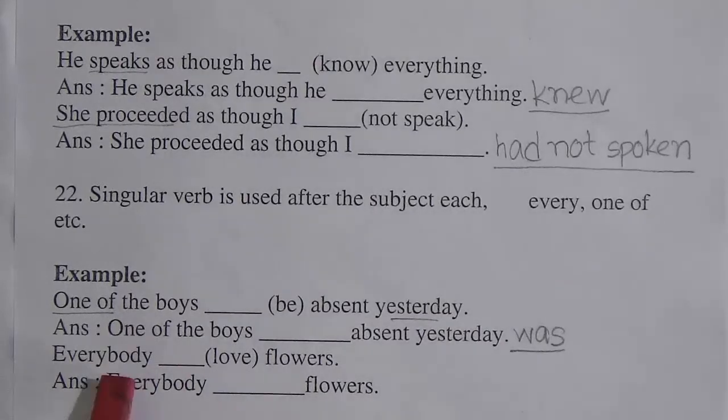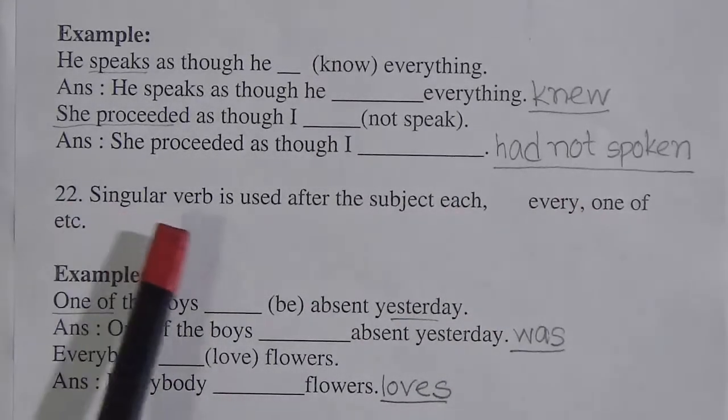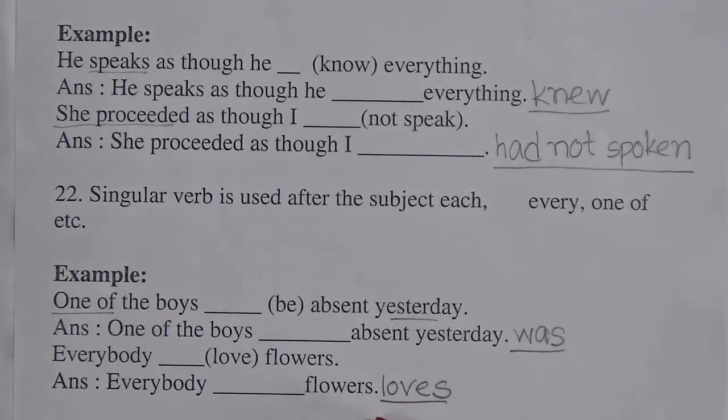Next example: Everybody (love) flowers. Here we know this is a universal truth, so it will be in present tense. As everybody is third person singular number, we have to use loves. Everybody loves flowers. We know each, every, one of: if we get this, we have to use the verb as singular. So it will be loves. Everybody loves flowers.